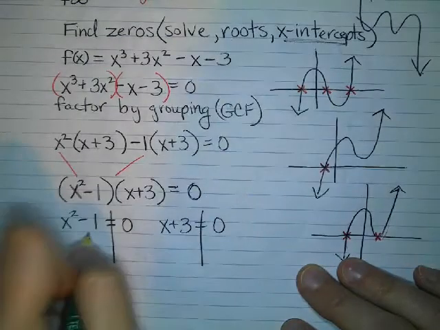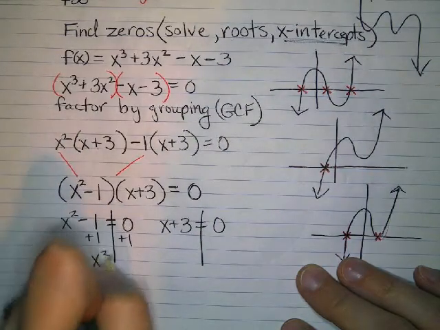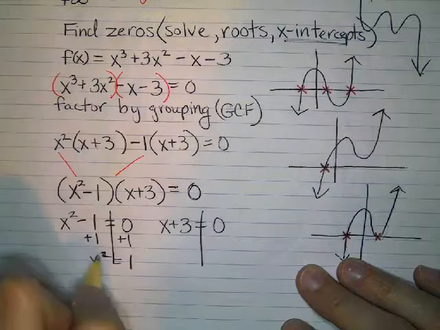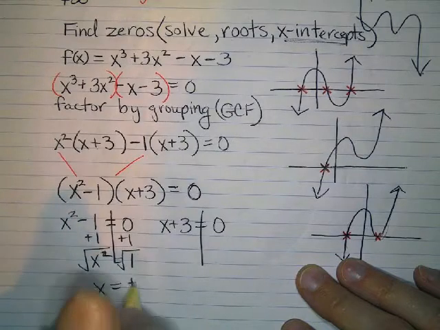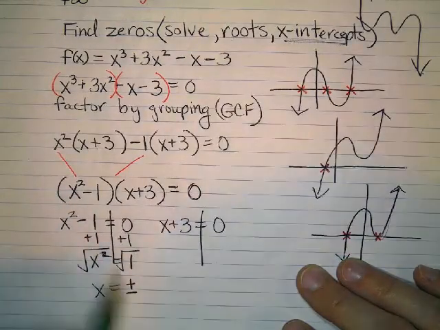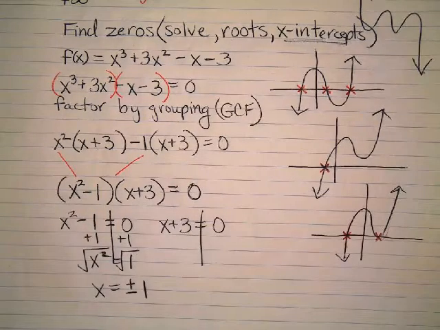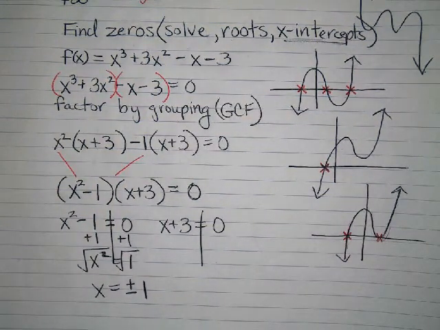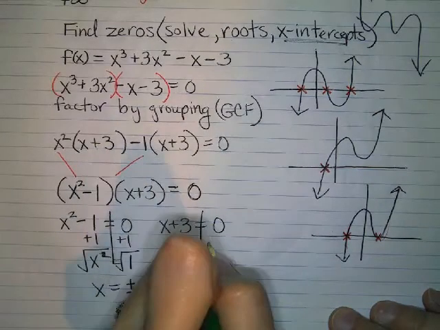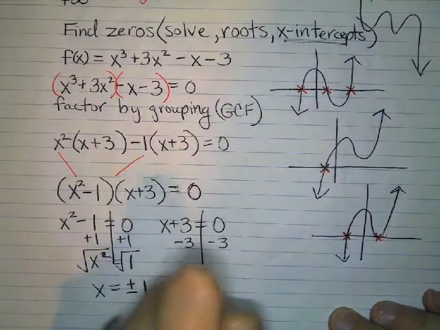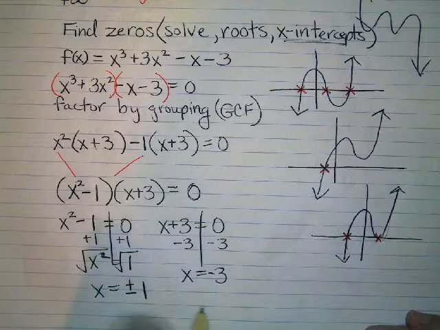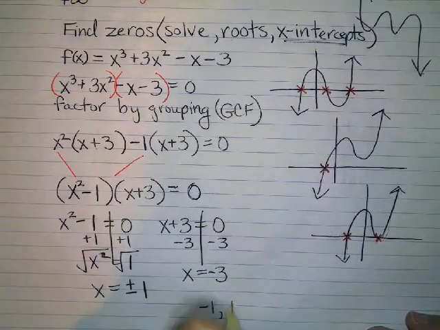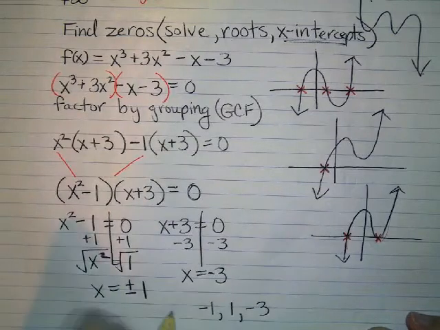Okay, so we'd add 1, and you get x squared equals 1. And to get rid of the squared, you have to take the square root. When you take the square root, you have to remember that the answer is going to be plus or minus. Square root of 1 is 1. So when you solve and you have to take a square root, don't forget that you have to have plus or minus. And then the other answer is -3. So this problem ends up having 3 answers: -1, +1, and -3. 3 answers.